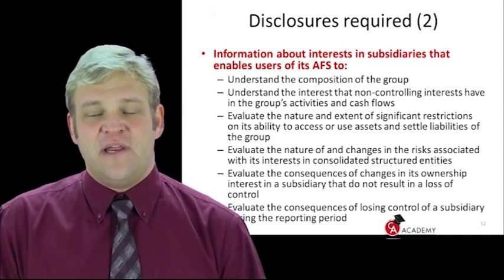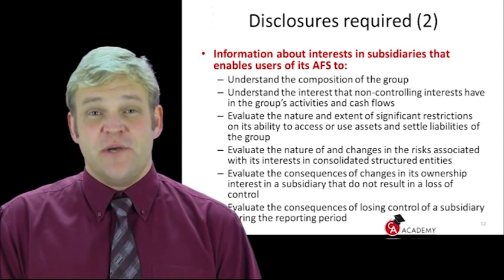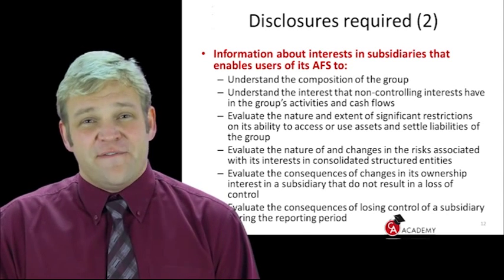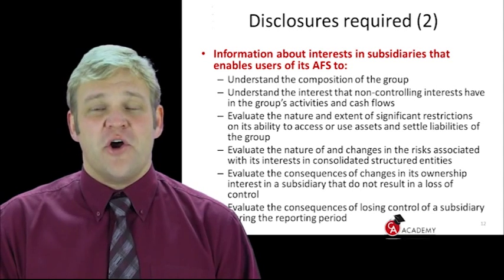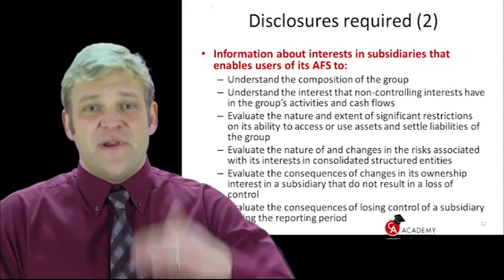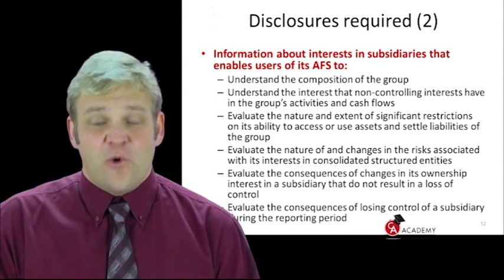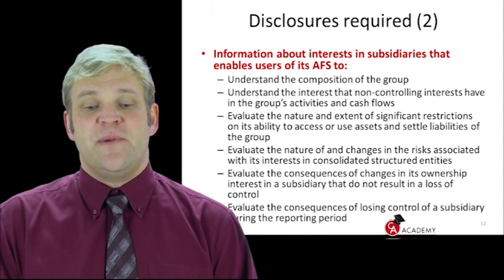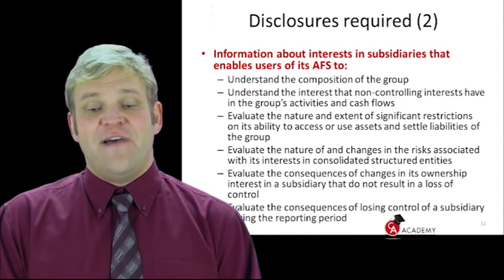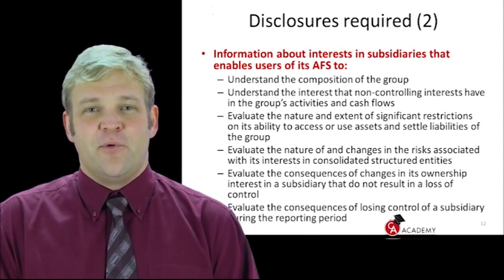Provide more background information. Evaluate the consequences of changes in its ownership, especially things like loss of control, gaining control, loss of significant influence, loss of joint control, all of those significant events that are dealt with in IFRS 10 that were previously dealt with in IAS 27, paragraph 30, paragraph 34. So changes in its ownership interest in a subsidiary that do not result in a loss of control, and evaluate the consequences of losing control of a subsidiary during the reporting period.